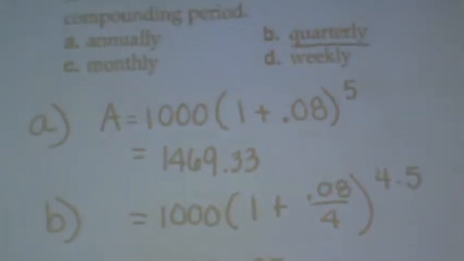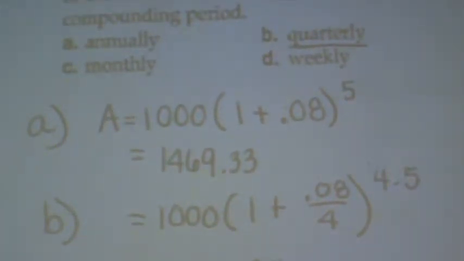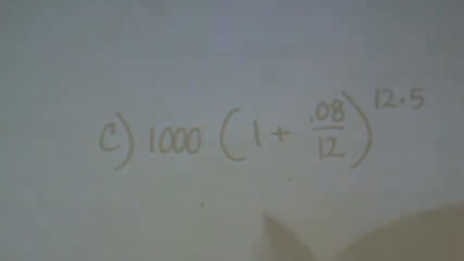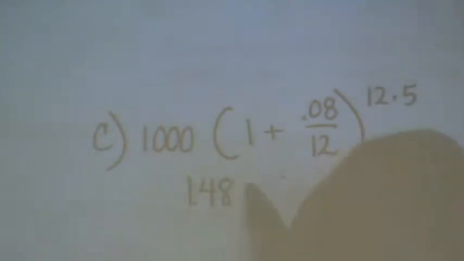See? You're doing it monthly. $1,000 times 1 plus same interest rate. And now they want monthly, so 12 months in a year, and we're doing 5 years. 1489.85.